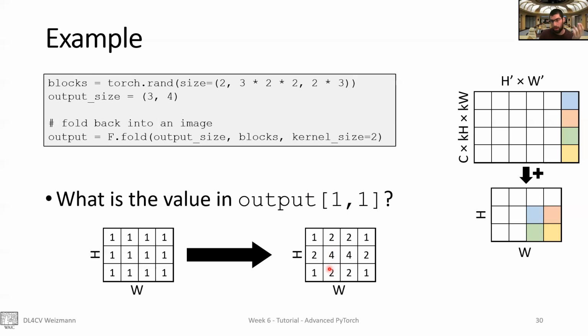You can always unfold and fold an image filled with 1 to normalize it, but this is outside the scope of homework 3 and this tutorial. Then again, why did it become 1, 2, 2, 1? So think how many elements were summed in each location. In the corners, there is only 1 block that covers this pixel. Here there are exactly 2 blocks that cover this pixel, and here there are 4. Okay.